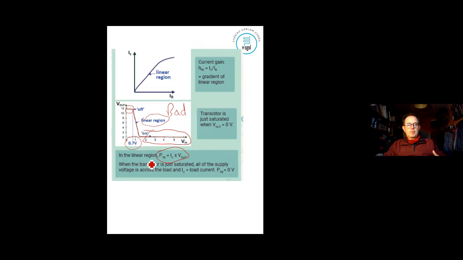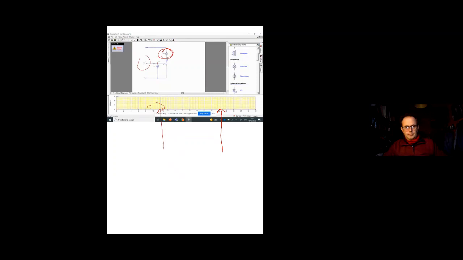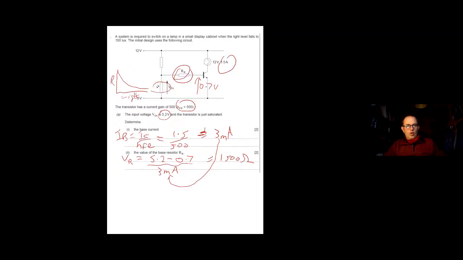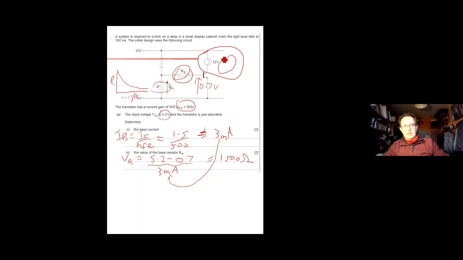Know that the linear region is a bad area to be in for a transistor. Why? Because you will dissipate power and your transistor will get hot. You don't want to be in that area. That power equation, P equals IV, is the one you have to remember. Look to see what your conditions are when you've got a transistor in saturation. You'll have a load, and that load will have a certain rating of voltage and current. That's what it needs when it's in saturation.